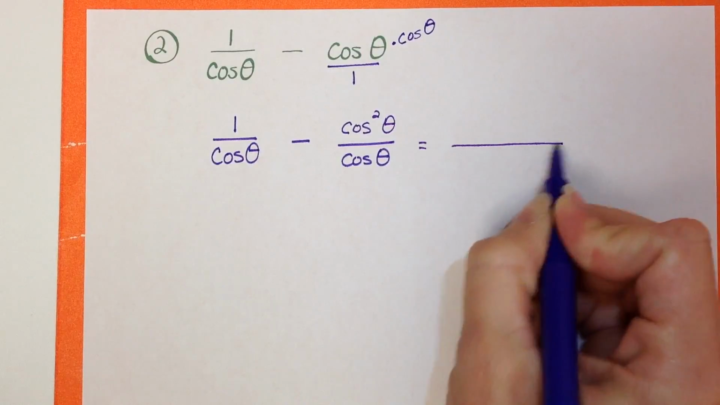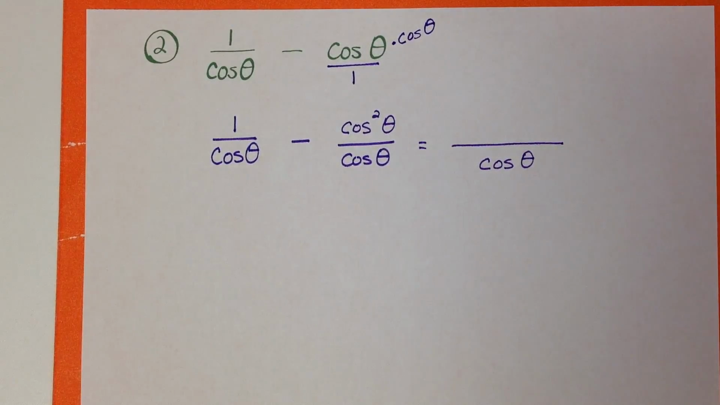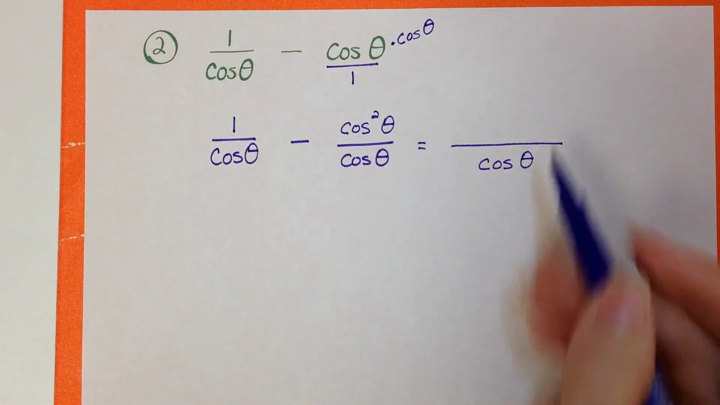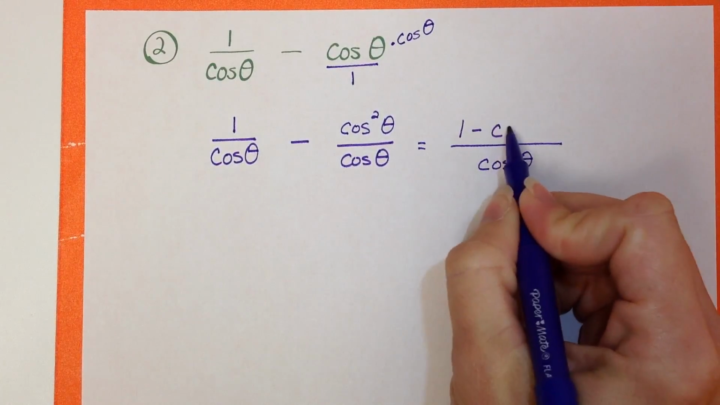Okay, now that I have a common denominator, I can bring this together into 1 single fraction. Now I can't physically subtract these, they're not like terms, but I'll just have to bring it over here as 1 minus cosine squared.